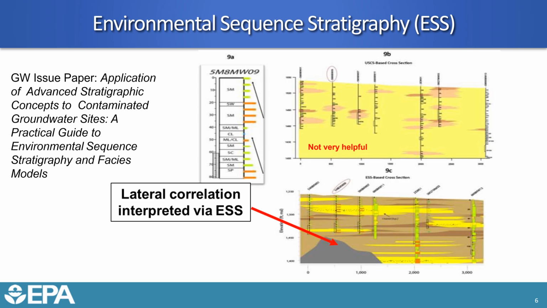Like I mentioned before, this can help isolate what specific areas to focus upon when thinking about the design of a remedy. And this helps clarify what the flow regimes ultimately look like. EPA's Groundwater Forum produced a paper on this, on a stepwise methodology to walk through how this environmental sequence stratigraphy is done at a hazardous waste site.